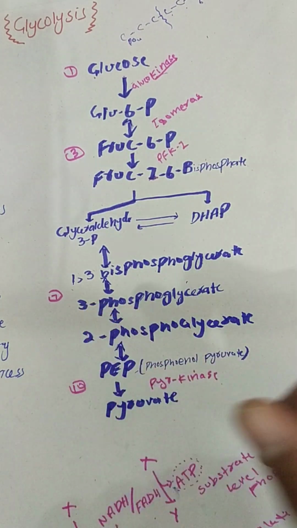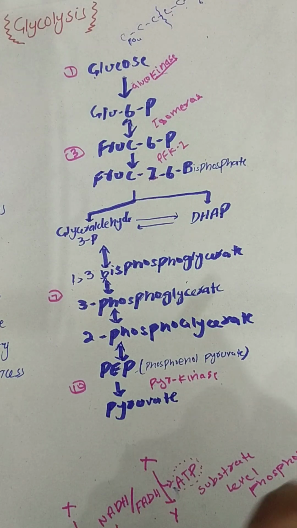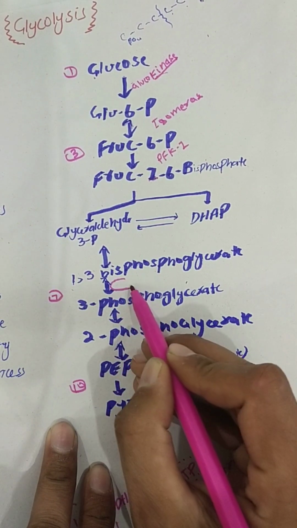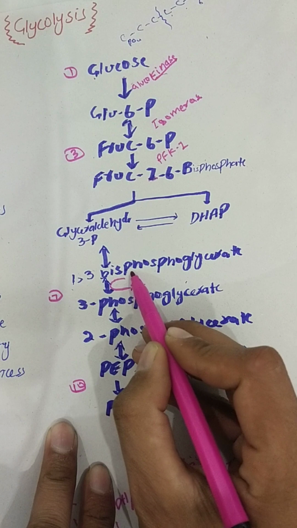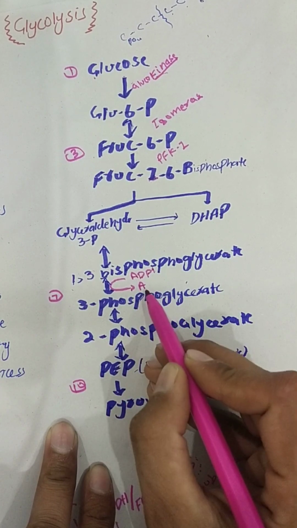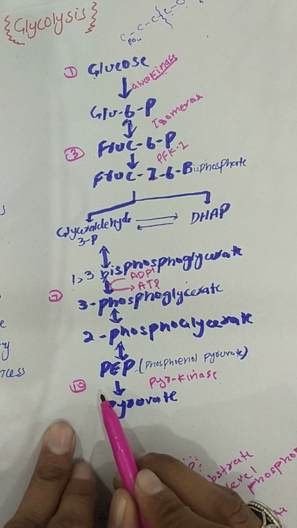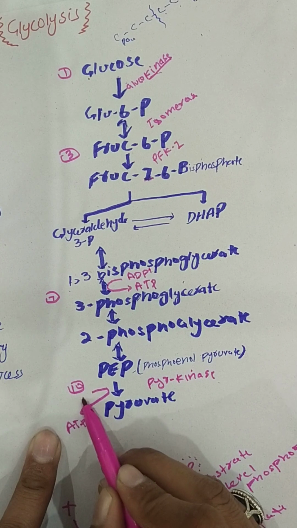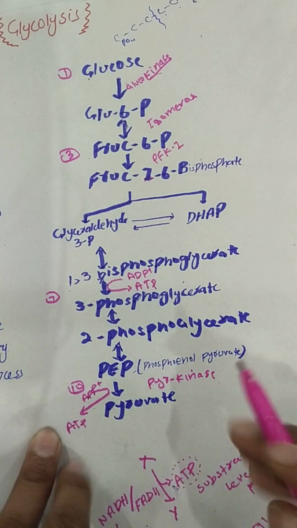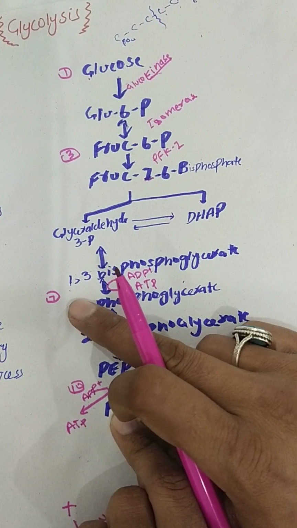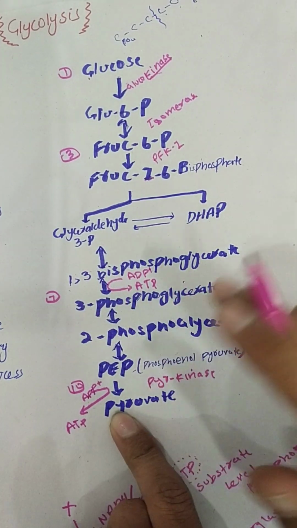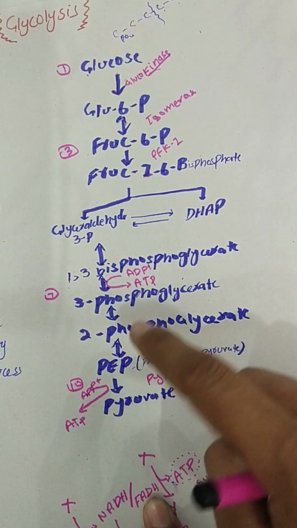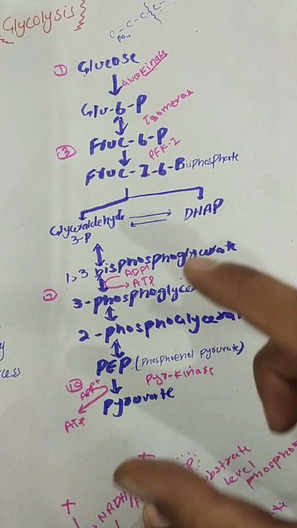Then why is the 7th step important? Because in the 7th step we have ATP production, ATP is produced from ADP. And also in the 10th step we have ATP production from ADP. So step number 7 and 10 are the two steps where substrate level phosphorylation occurs, because in these two steps the ATP formation is directly in the reaction.